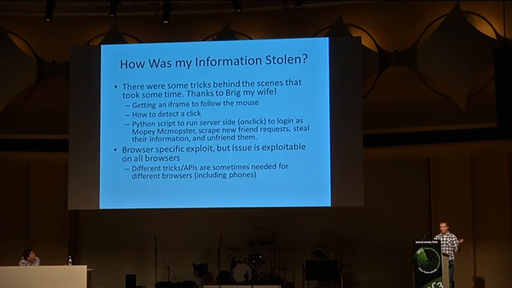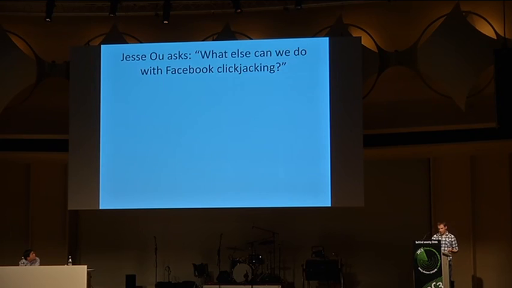So this is a browser-specific exploit. My exact code only worked on Chrome, but it's exploitable on other browsers, so don't think it's only a Chrome issue or anything. So this was pretty neat, and I went back to the other authors, Jesse Yu and Travis. I was like, hey, I can steal everyone's information. All they have to do is click once. And I thought that was pretty neat. But Jesse Yu was not impressed.